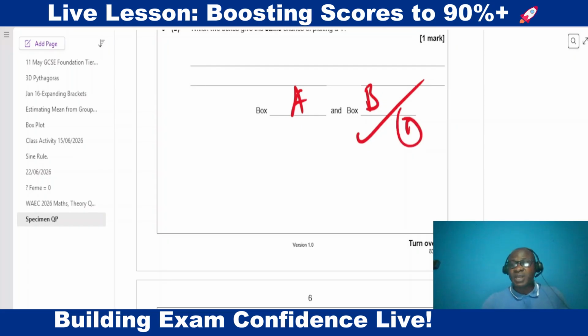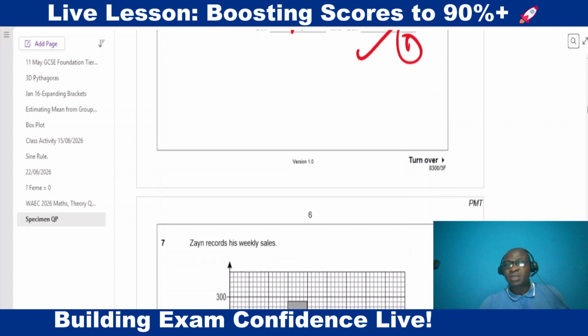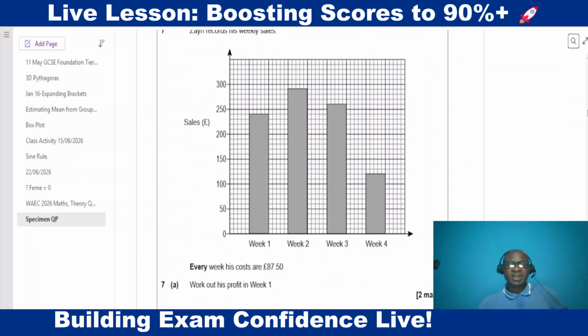All right. We go to the next one. Number 7A. It said work out the profit for week one. His profit in return was 152.50. Okay. What did he say? 152.50.